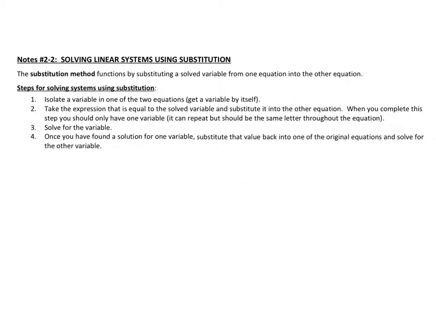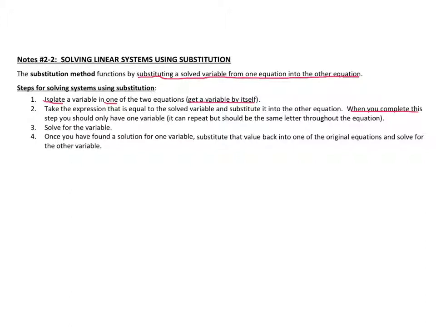The substitution method functions by substituting a solved variable from one equation into the other equation. There are some steps we need to follow when using the substitution method. The first step says we need to isolate a variable in one of the two equations, or get a variable by itself. Step 2 says we're going to take the expression that is equal to the solved variable and substitute it into the other equation.